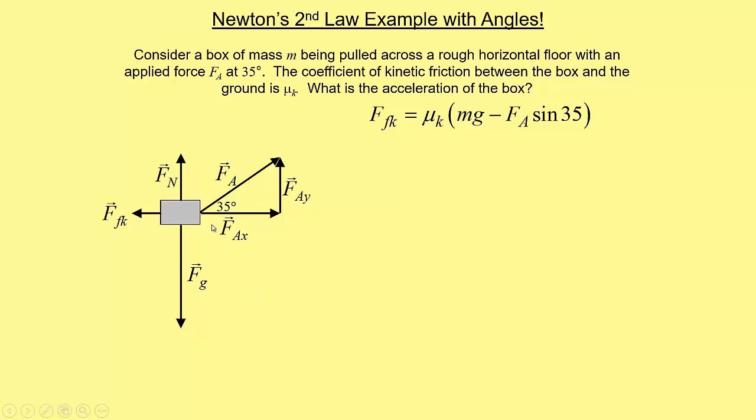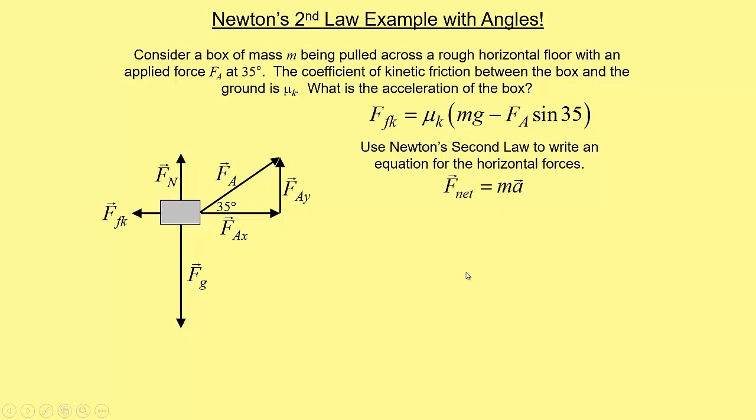Well, it's accelerating horizontally, so we're going to look at Newton's second law for the horizontal forces. Remember that Newton's second law is, of course, net force is mass times acceleration. So horizontally, what is the net force? Well, check out the force diagram. How many horizontal forces do you see? I see two. I see friction, and I see the horizontal component of the applied force, F of AX.